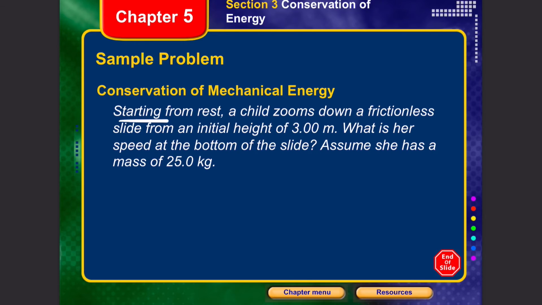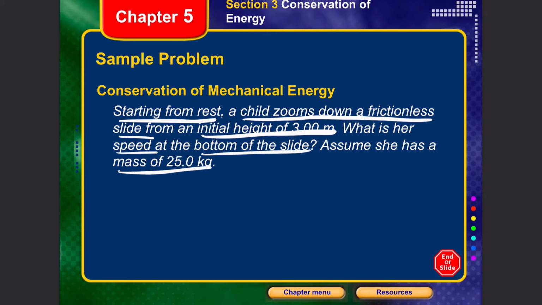Starting from rest, a child zooms down a frictionless slide from an initial height of 3 meters. What is her speed at the bottom of the slide? Assume that she has a mass of 25 kilograms. Now, what is given here in the data? The mass is 25 kilograms and she starts from a height of 3 meters.